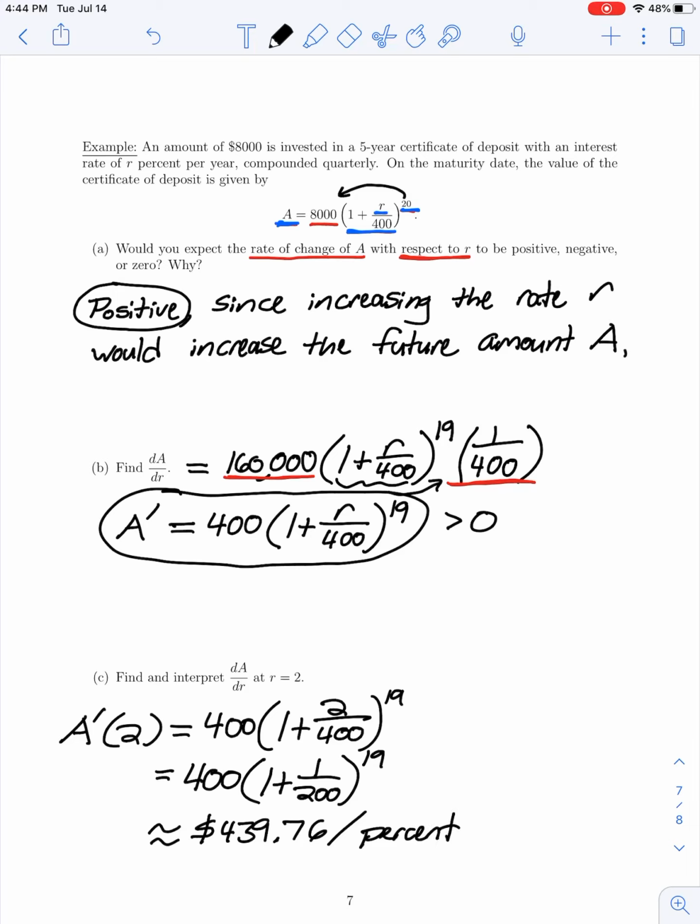So our interpretation for this value we could think of as follows. If we currently have an interest rate of 2% per year, compounded quarterly, then we would see an increase in the future amount of approximately $439 or $440 if we were to increase our interest rate by another percent. All right.